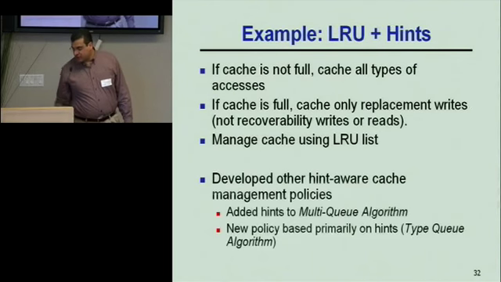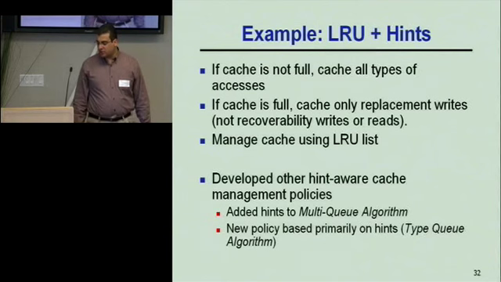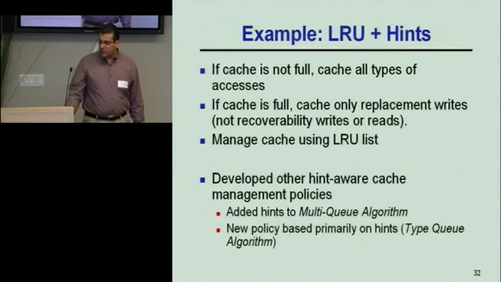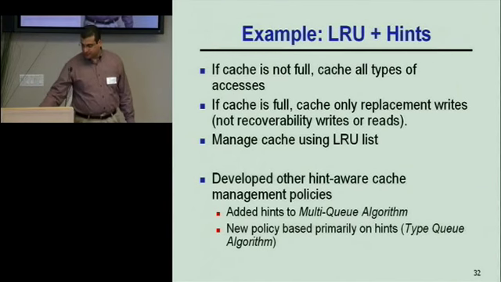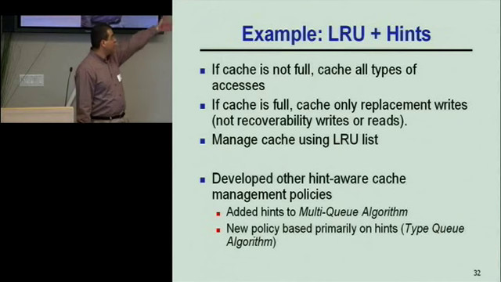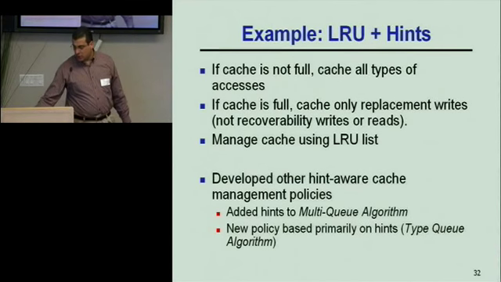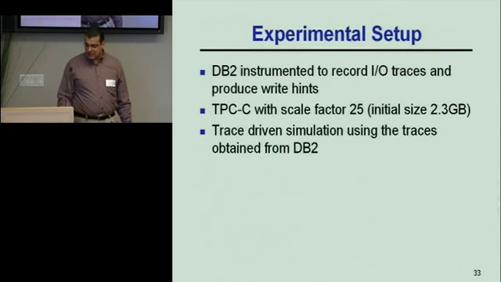So this is an example of a hint-based policy at the storage server. Now, we also developed other hint-aware cache management. There's this algorithm called multi-queue that was developed specifically for caching in storage servers, and we added write hint awareness to multi-queue algorithms. We also developed our own caching policy that's based primarily on write hints. We call this the type queue algorithm. I'm not going to go into the details of these algorithms. Basically, this description of how we add hints to LRU gives you a general idea of the approach. But I'd like to show you some results.